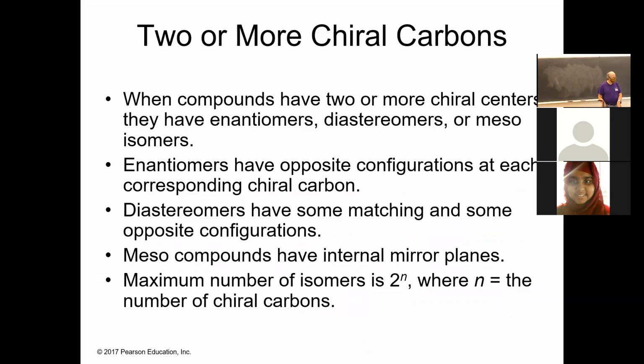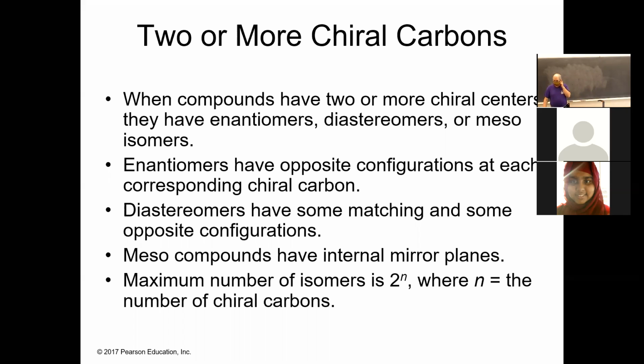Enantiomers have opposite configurations at each corresponding chiral carbon. Diastereomers have some matching and some opposite configurations. Meso compounds will have internal mirror planes. All right, the maximum number of isomers is 2 to the n, where n is the number of chiral carbons. Each time we add a stereocenter, we double the number of possible stereoisomers.